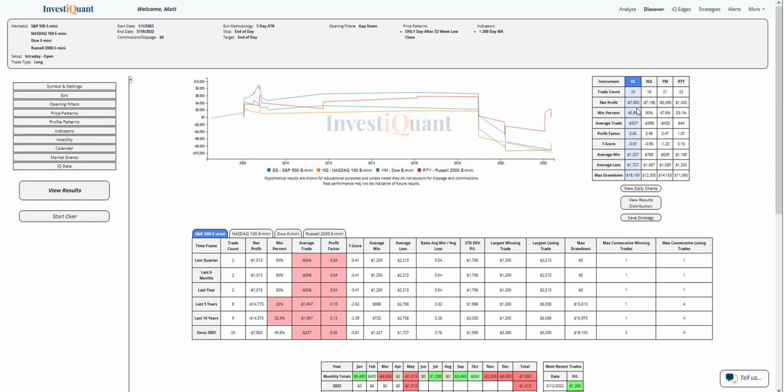However, the win rates are pretty neutral here. I don't see any of these that stand out to me. So bigger moves on the downside historically, but win rates are neutral.